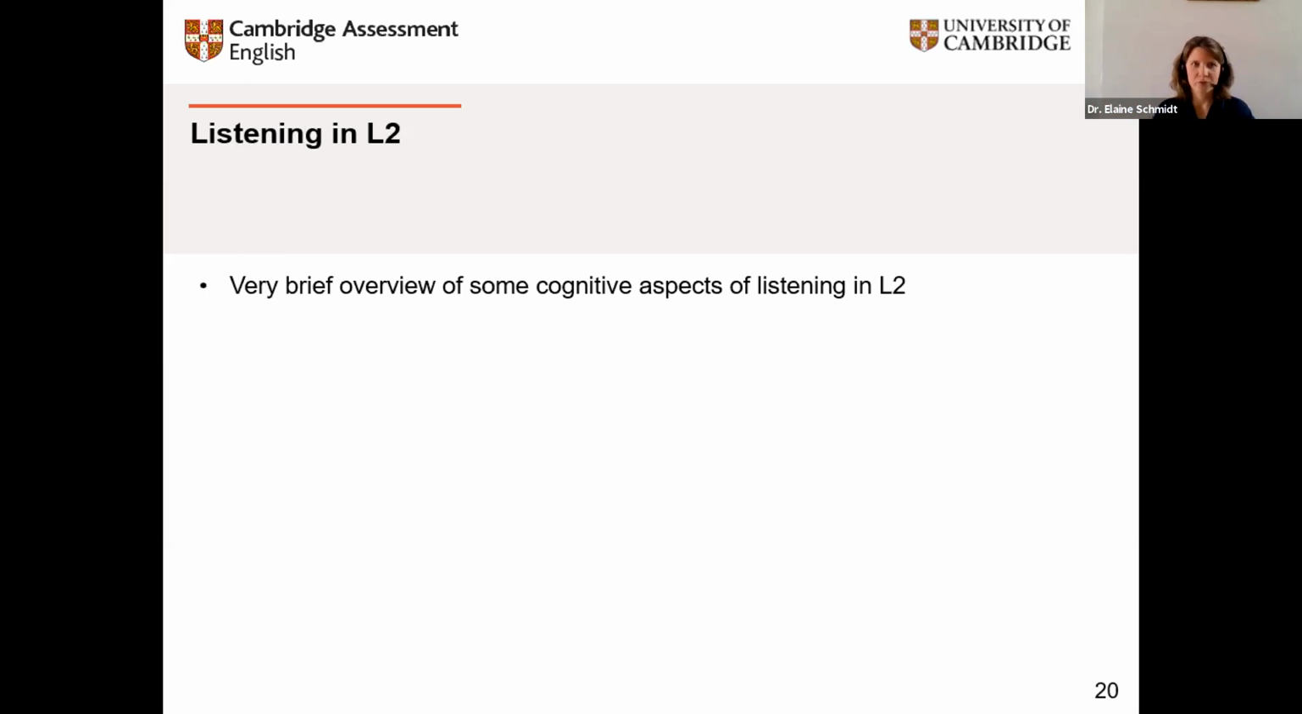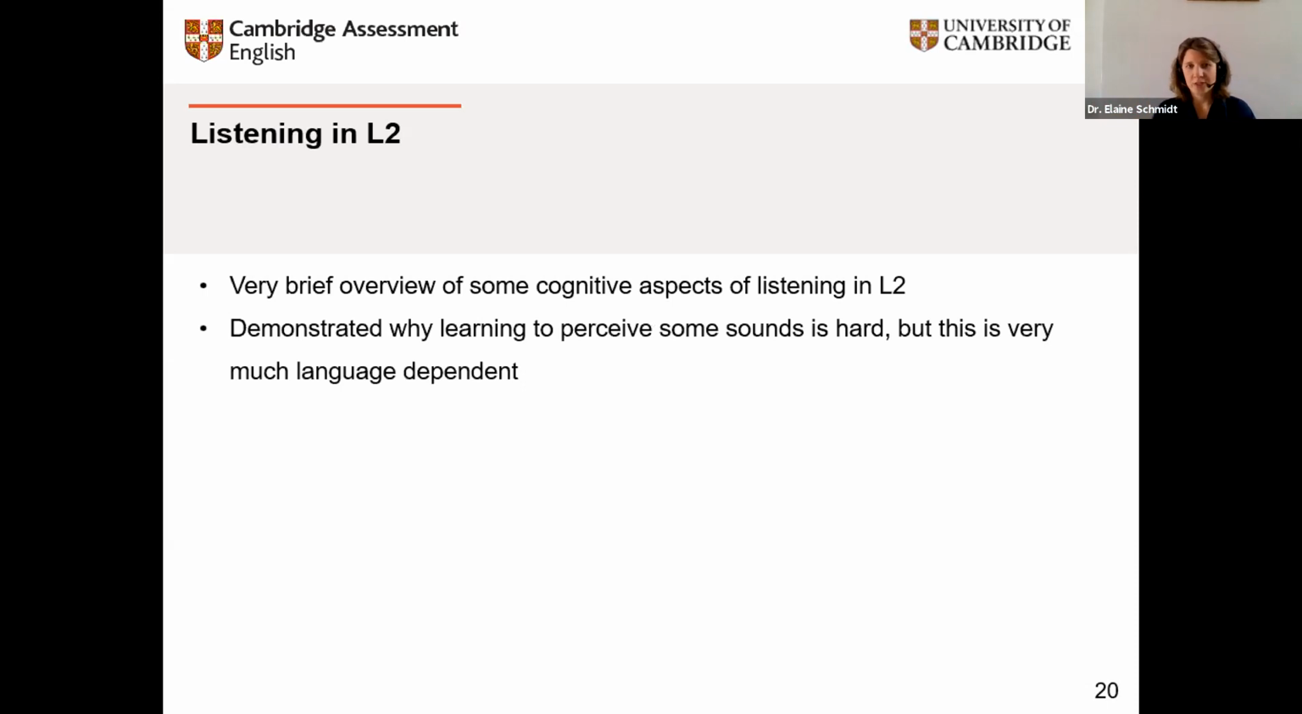I hopefully haven't used too much vocabulary or terminology from phonetics or from EEG that you weren't familiar with. I hope I've demonstrated why learning to perceive some sounds is really hard, but this is very much language dependent. As I said, the examples that I've used are all based on Spanish versus English learners, but of course there are many examples depending on which languages you look at. If you have a Spanish learner learning Chinese, for example, that's a very, very different story. Of course, there it's not just the types of vowels, the number of vowels that are important, but the tones and so on and so forth.